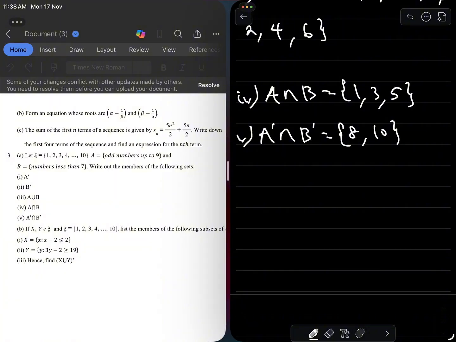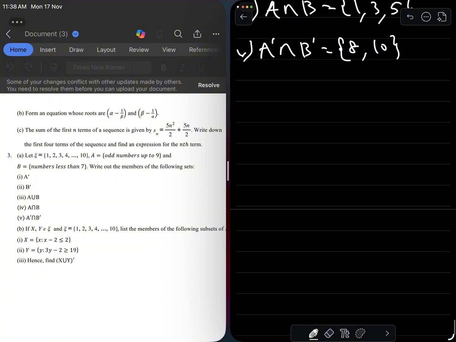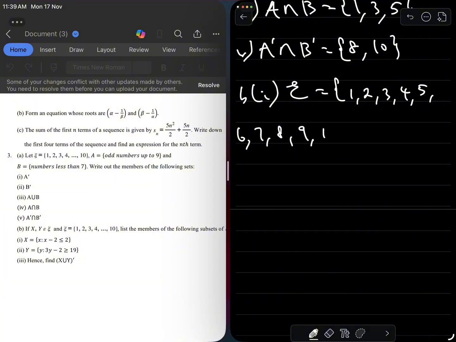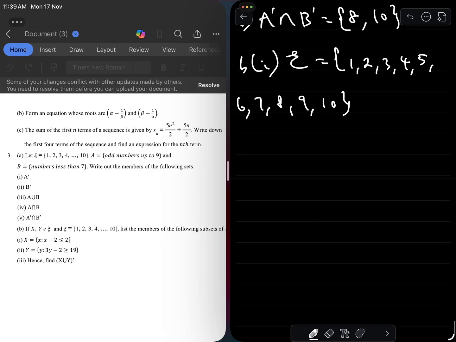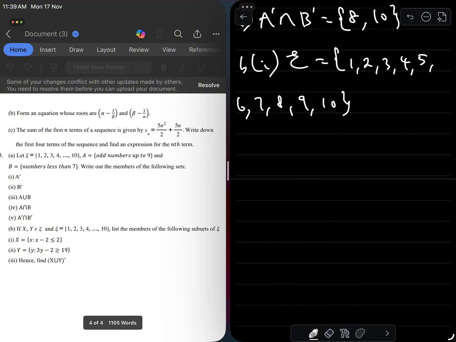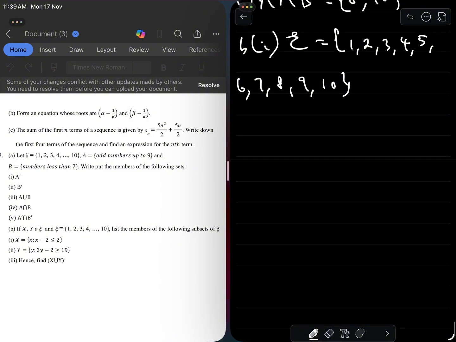Okay, that's the end of question 3A. We now go to 3B. 3B, Roman figure 1. If X and Y are members of a set E, which is the universal set with elements 1 to 10, 1, 2, 3, 4, 5, 6, 7, 8, 9, 10, list the members of the following subsets of E. Roman figure 1, that's what we are doing.